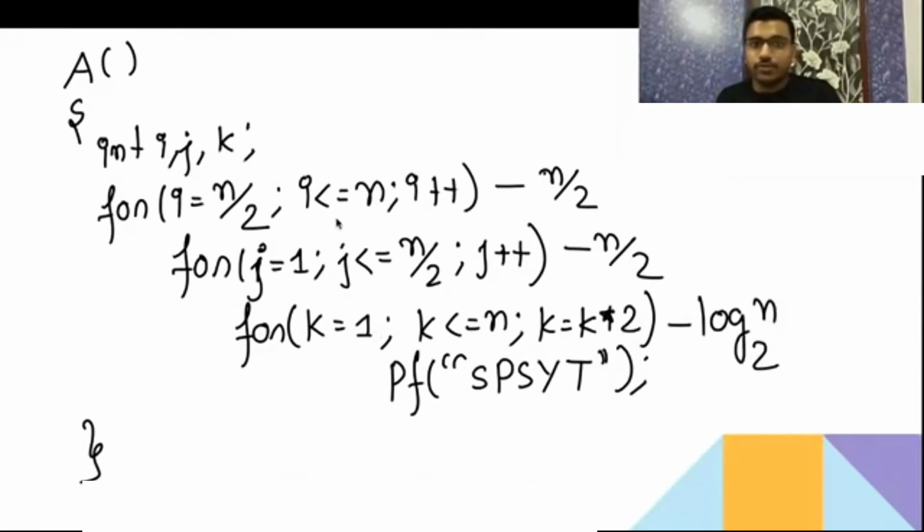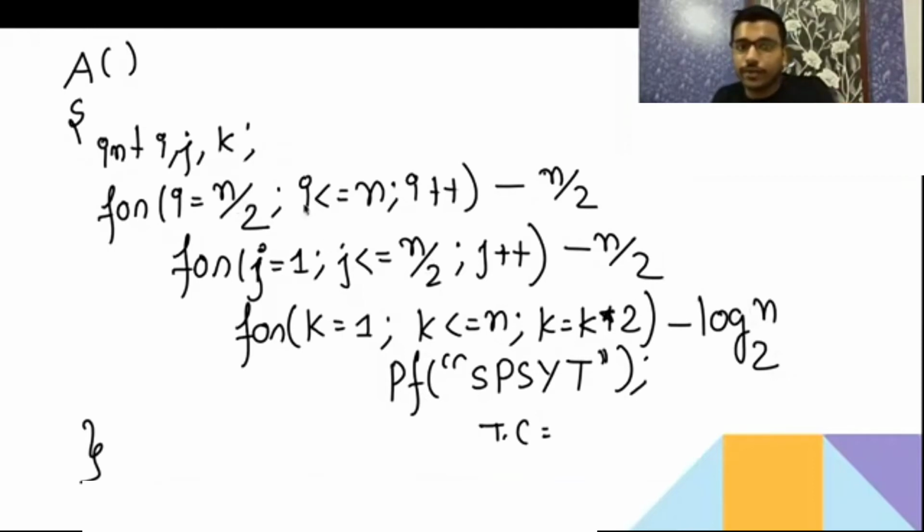Since all these three loops are independent, not dependent on any value of the indices, the time complexity is going to be you just multiply the number of times each loop is executed. Why? Because for one value of i, this loop is going to execute n by 2 times. Now for one value of j, this loop is going to execute log n base 2 times.